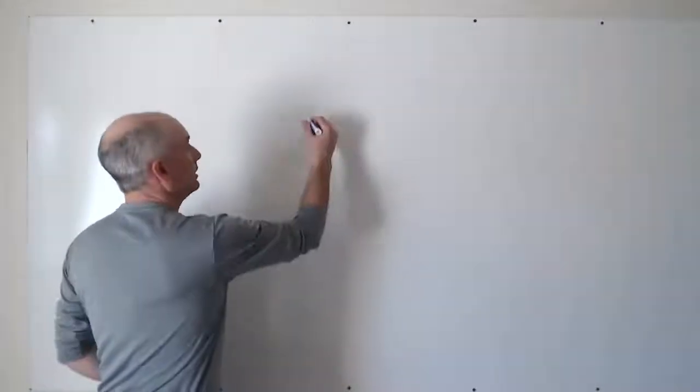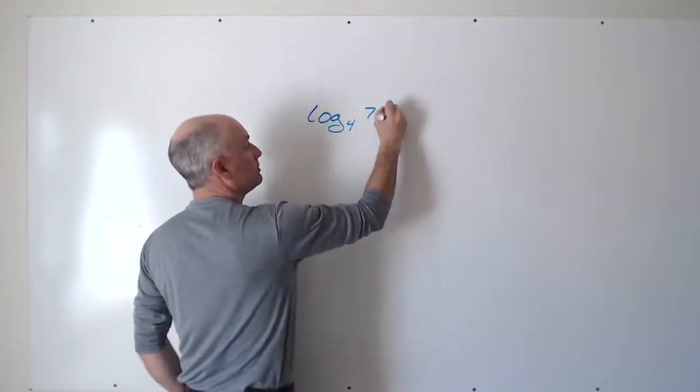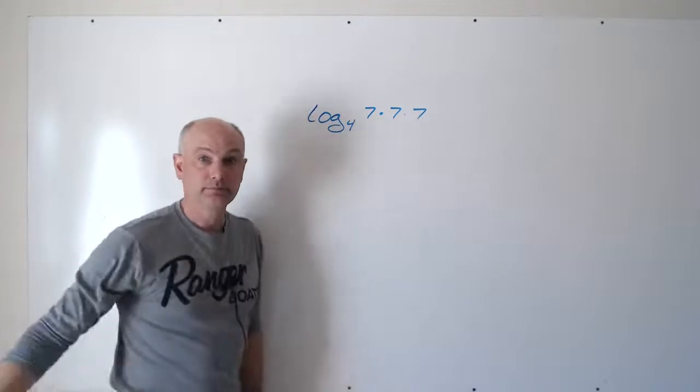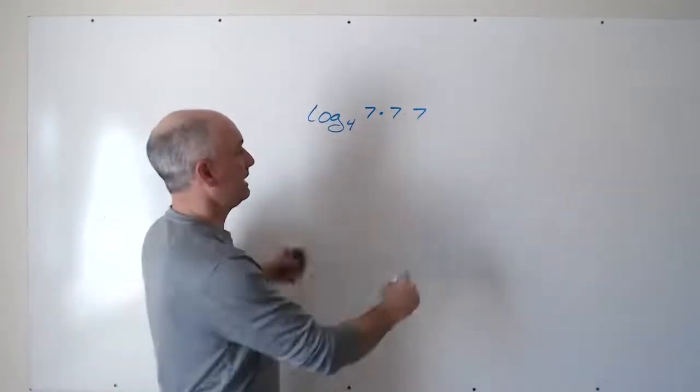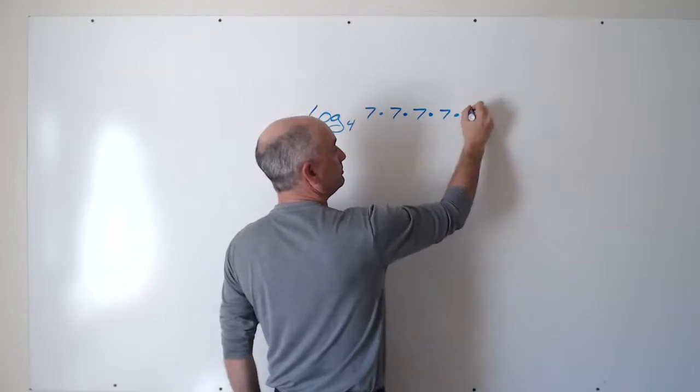So take a look at this one. Let's say I've got log base 4 of 7 times 7 times 7. So you'll notice I could make this times 7. It doesn't matter how many 7s I put here.